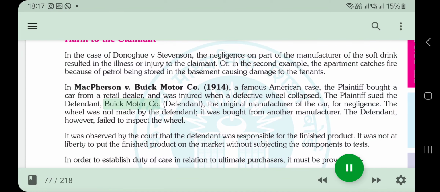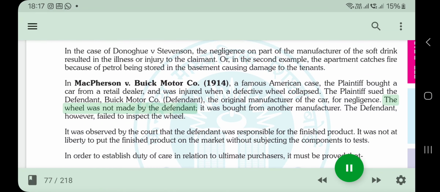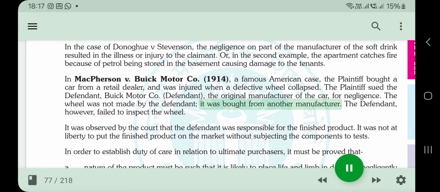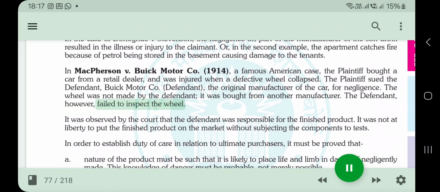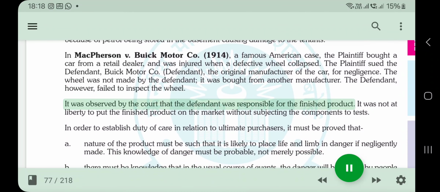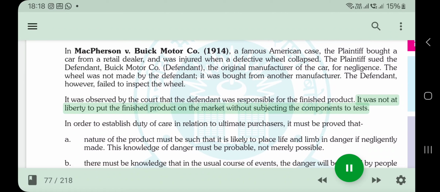The plaintiff sued the defendant, Buick Motor Company, the original manufacturer of the car, for negligence. The wheel was not made by the defendant. It was bought from another manufacturer. The defendant, however, failed to inspect the wheel. It was observed by the court that the defendant was responsible for the finished product. It was not at liberty to put the finished product on the market without subjecting the components to tests.